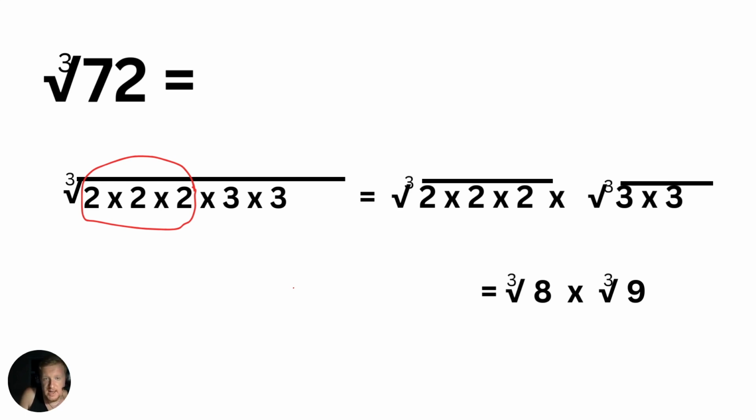And then we can take those numbers out and make it as the cube root of 2 times 2 times 2 times the cube root of 3 times 3. And it will also make it into the cube root of 8 times the cube root of 9. That's the simplest way to write the cube root of 72.